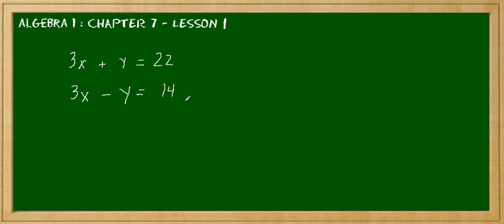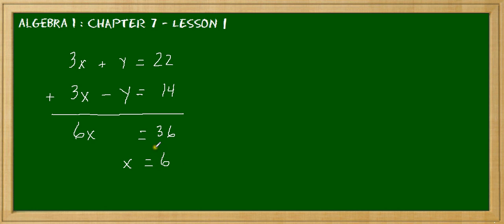Now we're going to solve this for x and y. And you already know by using the addition method, we're going to be able to add 3x plus 3x, positive y, negative y, they eliminate, and 22 and 14 is 36. We divide both sides by 6, and we get x is equal to 6.